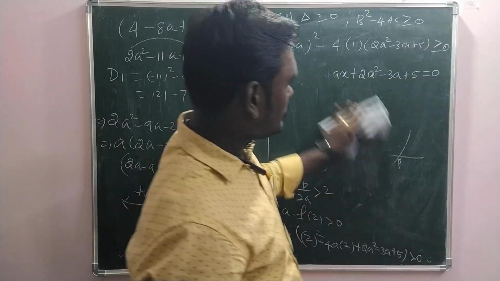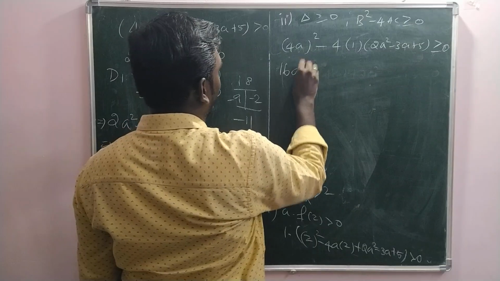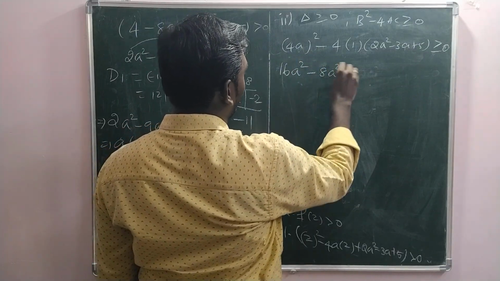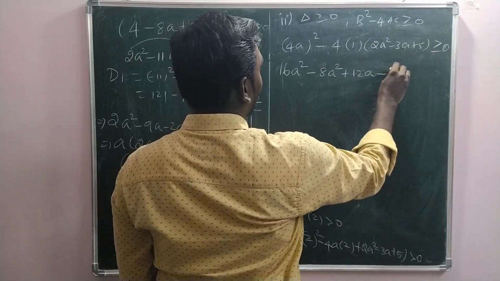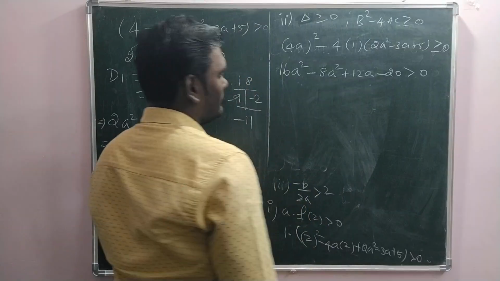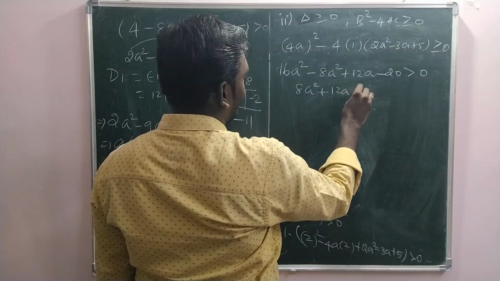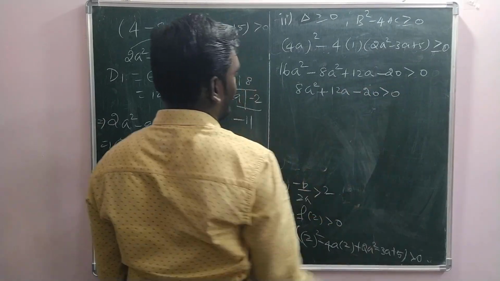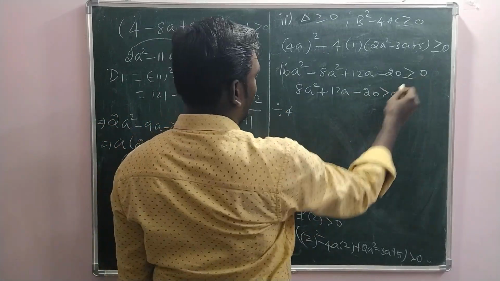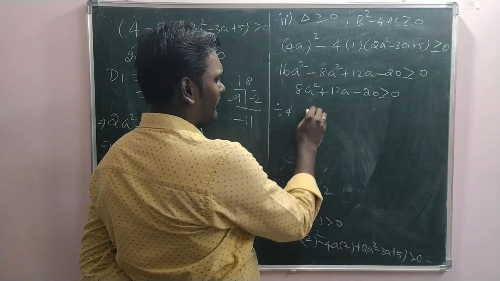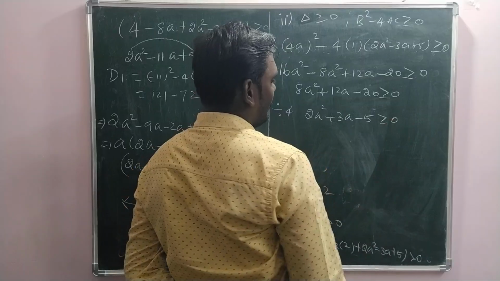Okay. Now simplify this. Then we will get 16a square minus 4 2s are 8a square minus into minus plus 4 3s are 12a minus into plus minus 20, which is greater than or equal to 0. 16a square minus 8a square, which is 8a square plus 12a minus 20, which is greater than or equal to 0. All this can be divided by 4. Good. Divide this by 4. Then 2a square plus 3a minus 5, which is greater than or equal to 0.